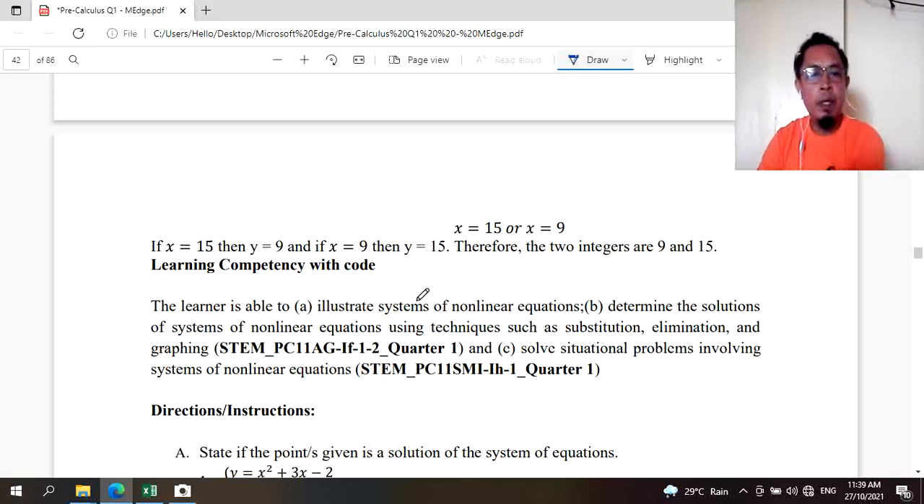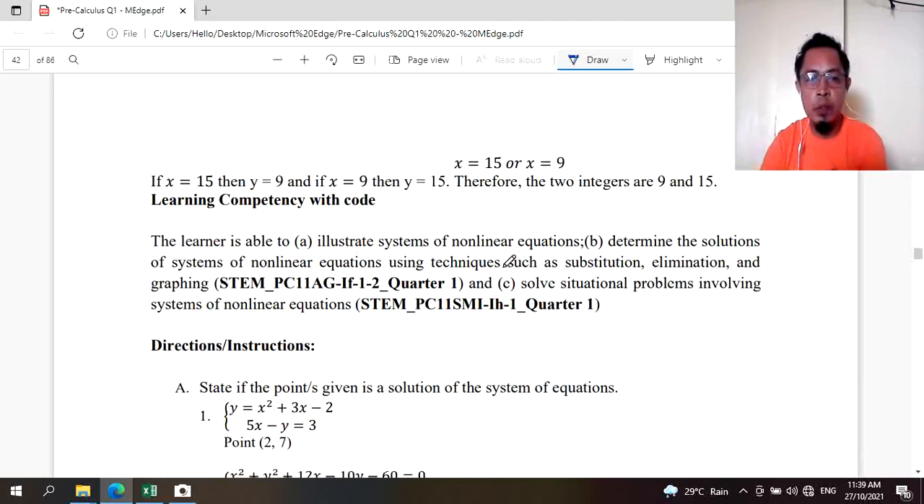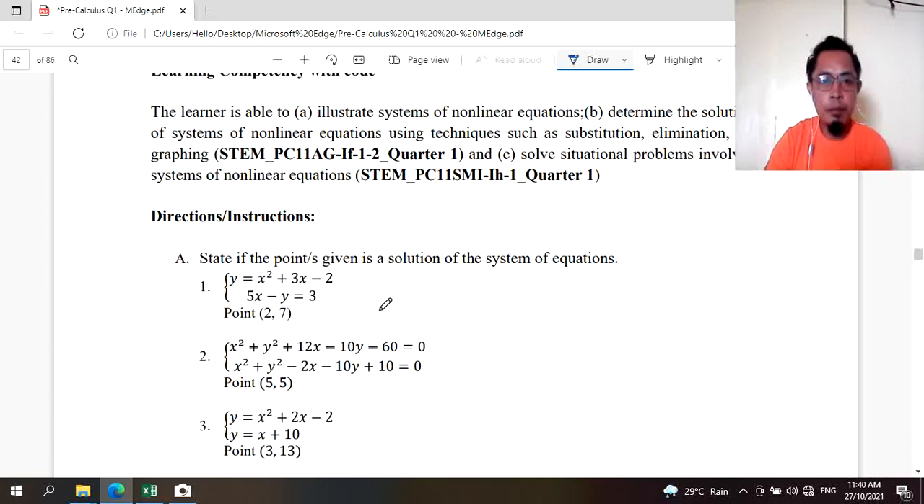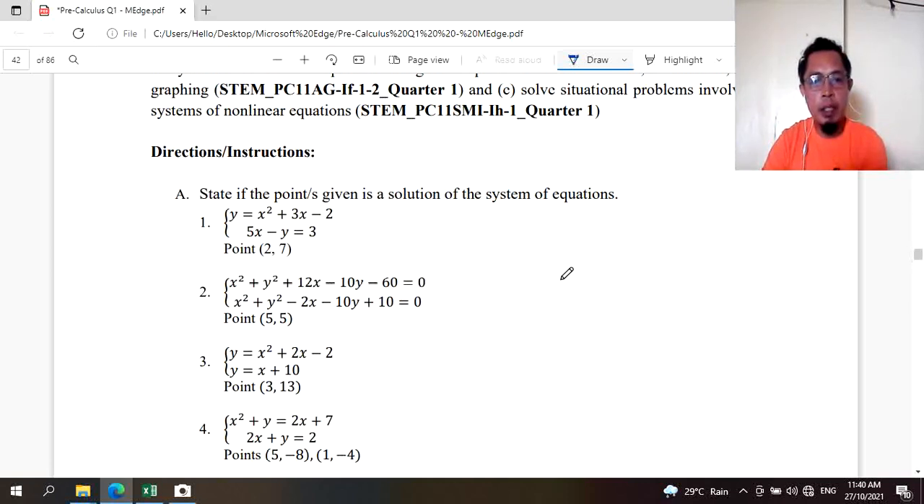Okay? So moving on, do take note that the learning competency that we have here is that we are going to illustrate systems of nonlinear equations, and also determine solutions of systems of nonlinear equations by using the different techniques: substitution, elimination, and the graphical method. We also are going to solve situational problems involving systems of nonlinear equations. So let's try to apply all the things that we have learned in our discussion by having these exercises.